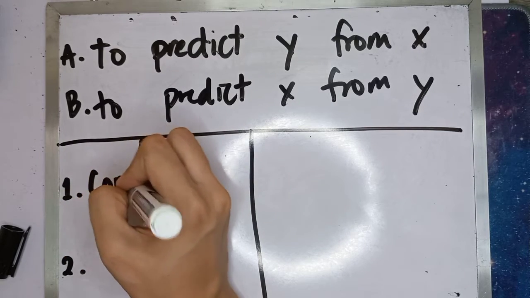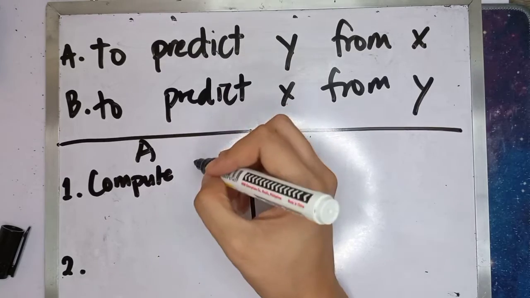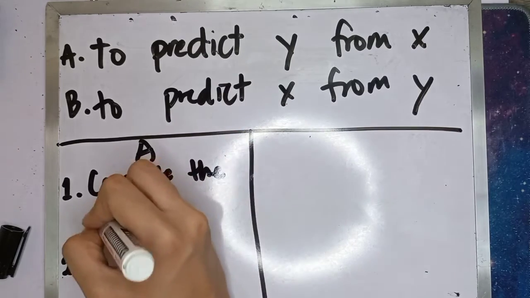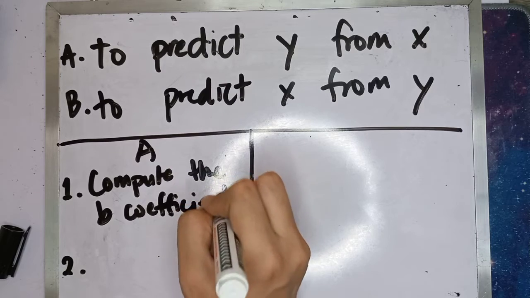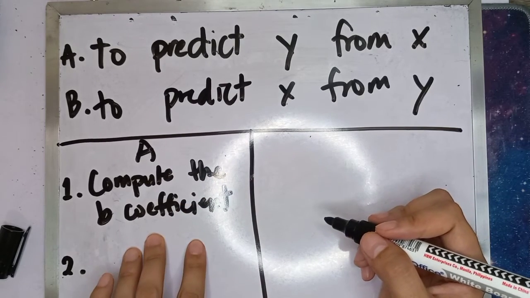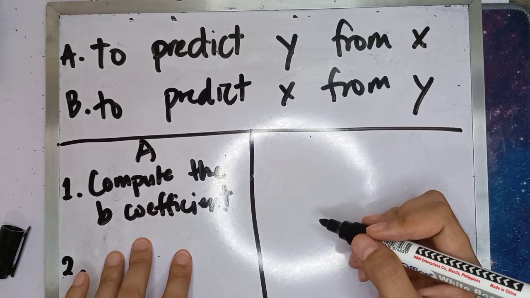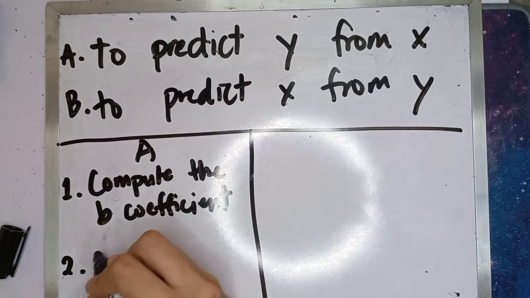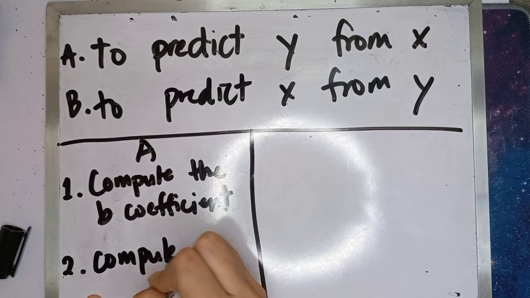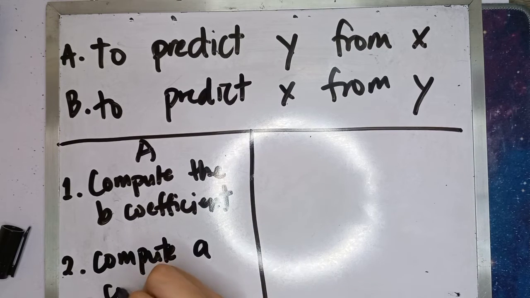Una, compute the B coefficient. Okay, mamaya explain ko ano tong B coefficient na to, paano natin, ano ang formula. Okay, kukompute natin ang B coefficient. At dito, compute natin yung A coefficient.